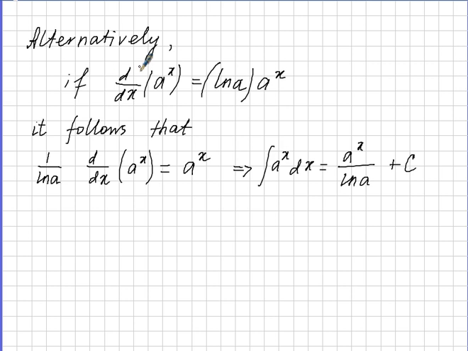We could come to the same result using the fact that we know actually that the derivative of a to the power of x is ln a times a to the power of x. So therefore it follows that, if we divide everything by ln a, 1 over ln a times the derivative of a to the power of x by dx is a to the power of x. So the integral is going to be a to the power of x divided by ln a plus c.